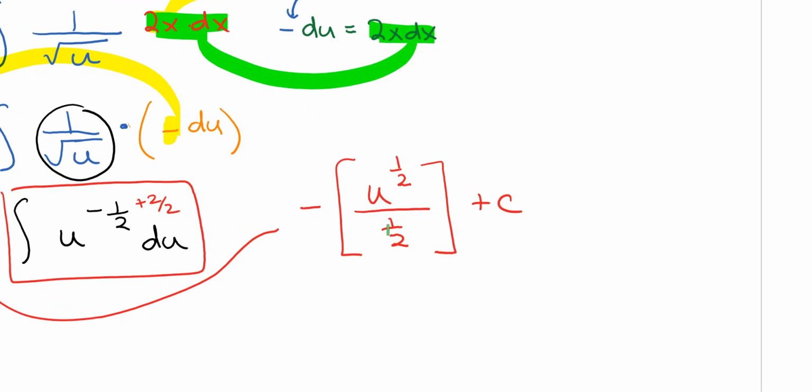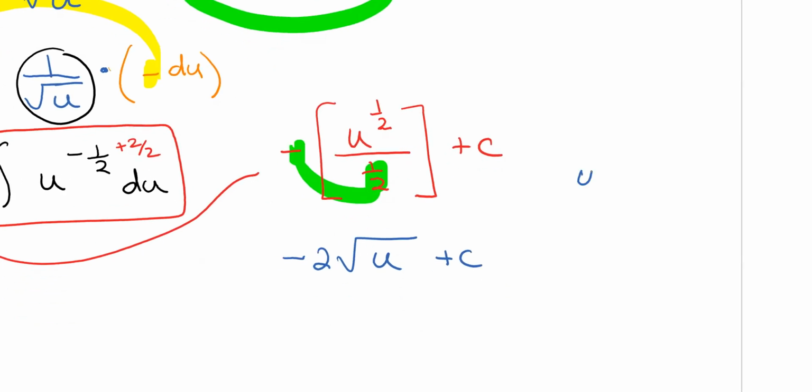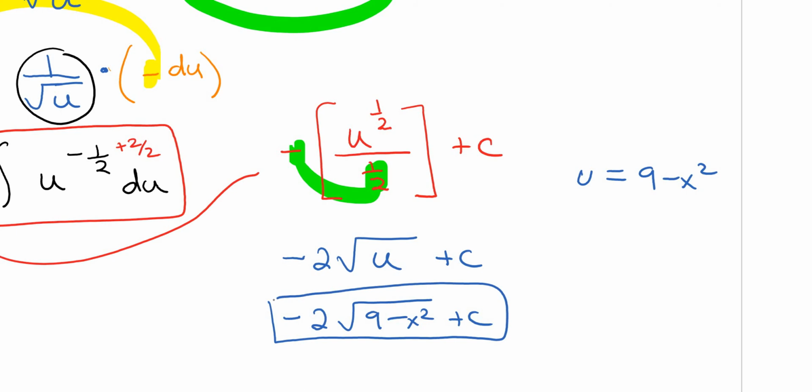Let's just go ahead and clean this up now. This 1/2, if I multiply it with the negative sign, that's going to be negative 2 square root of u plus c. And remember, what was u again? U was, at the start of this problem, 9 minus x squared. So this will be negative 2 square root of 9 minus x squared plus c, and there you go.